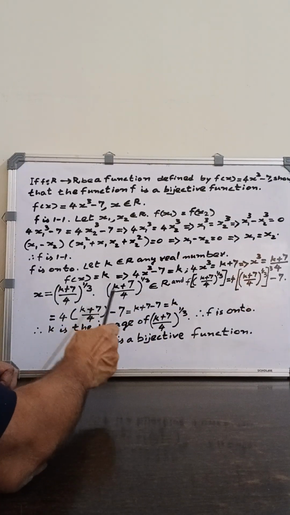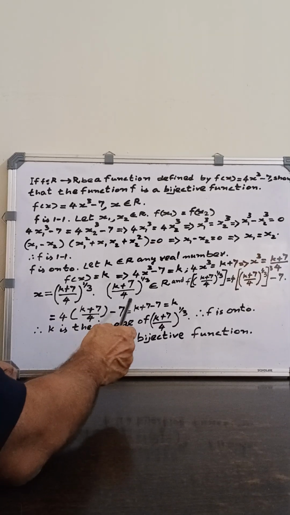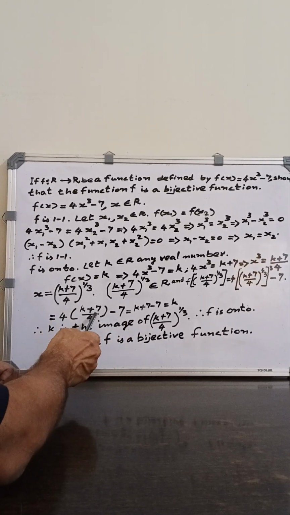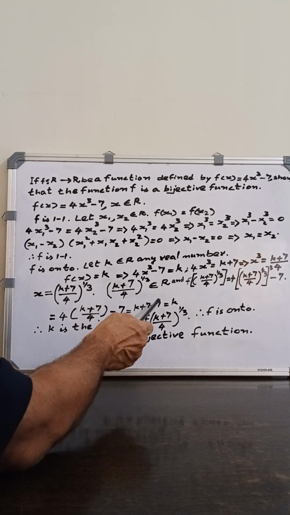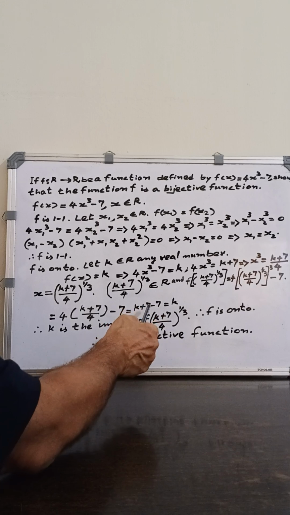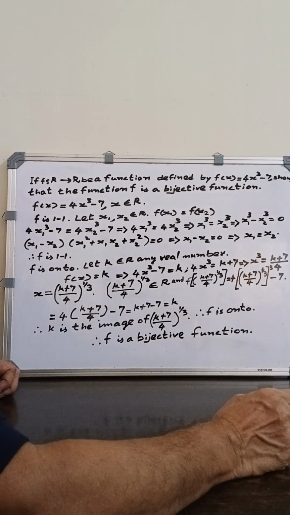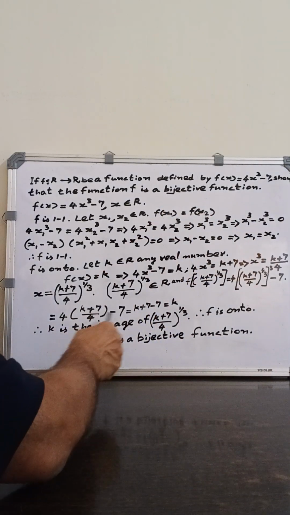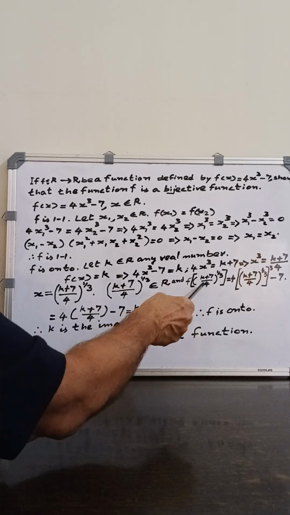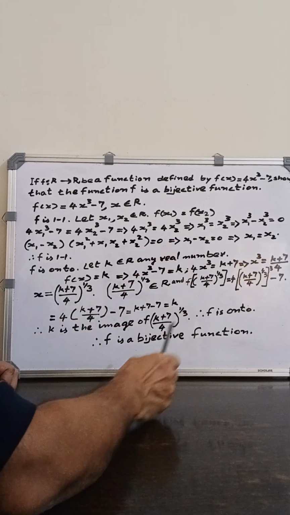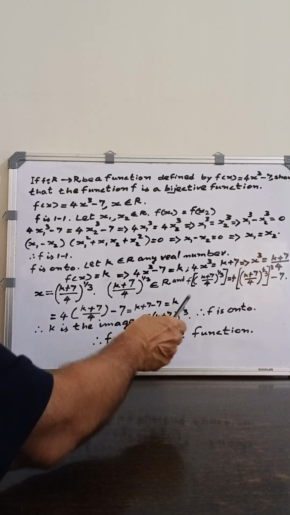Therefore, we get 4 into k plus 7 the whole by 4 minus 7. This 4 and this 4 cancel. Therefore, we get k plus 7 minus 7. Plus 7 and minus 7 cancel. Therefore, k equals k. That is, k is the image of k plus 7 the whole by 4 the whole raised to 1 by 3.